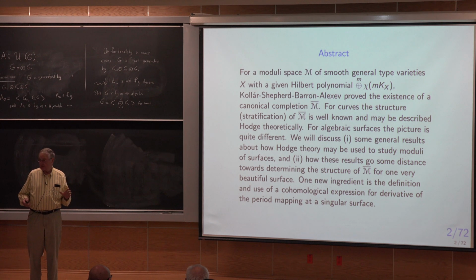The global moduli space of algebraic curves of a given genus is a very beautiful and well understood object. When you come to algebraic varieties of general type, which is similar to algebraic curves of genus 2 or more, then the picture is quite different. Kollár, Shepherd-Barron, and Alexeev have proved the existence, but so far as I know, there's no known example where the global structure of the moduli space has been worked out.